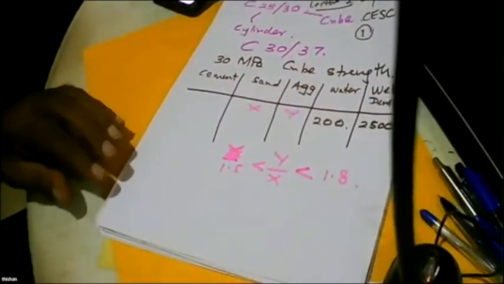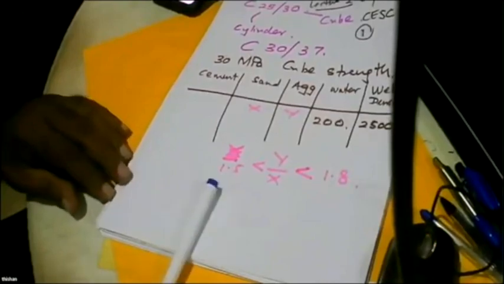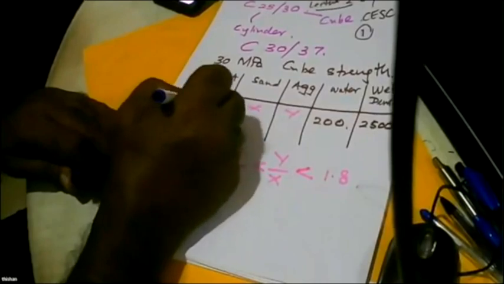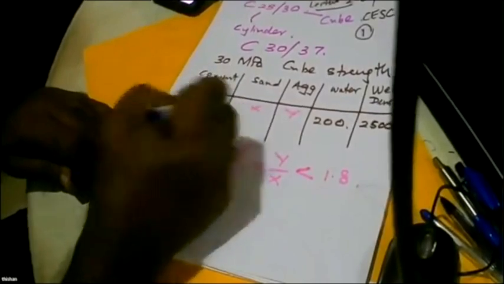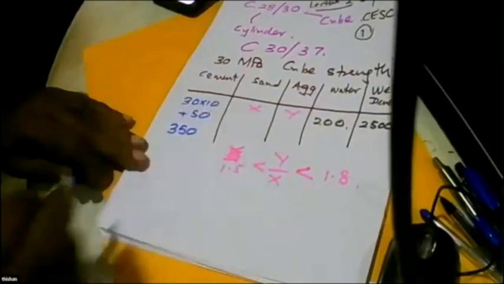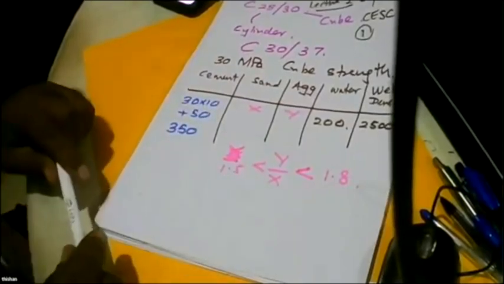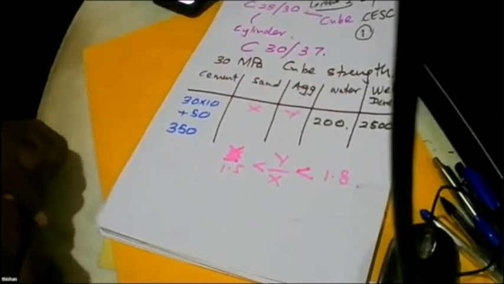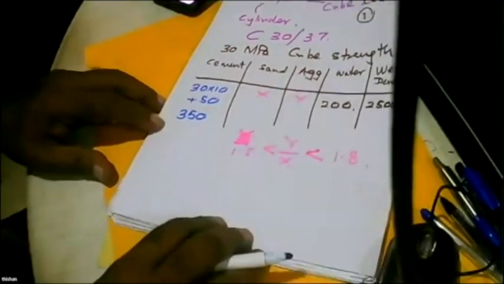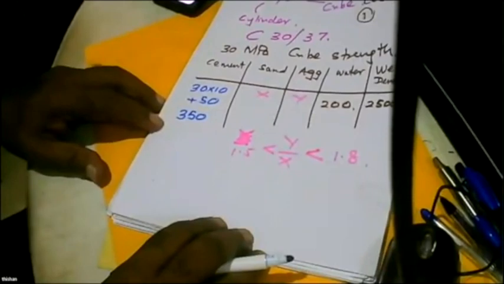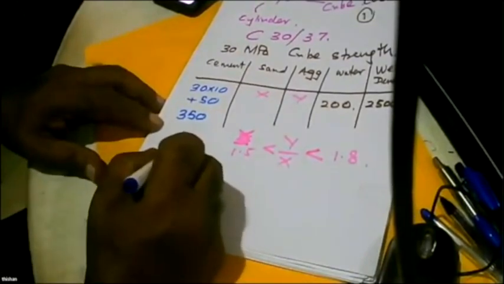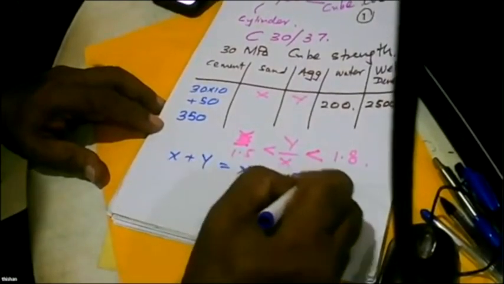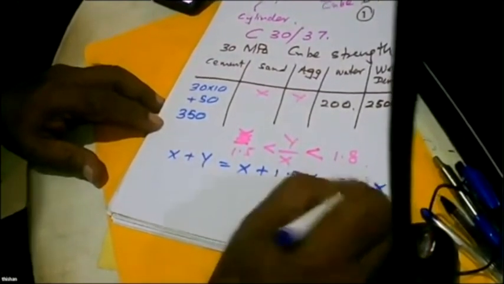What I didn't know was cement, and when I was doing designs, I found that cement content is 30 multiplied by 10 plus 50 works. So a cement content of 350 can easily give 30 megapascal concrete. So that's something I found. Then when I looked at all these numbers, I thought, okay, now this is something special. That means x plus y is equal to x plus 1.5 times x, which is 2.5 times x.